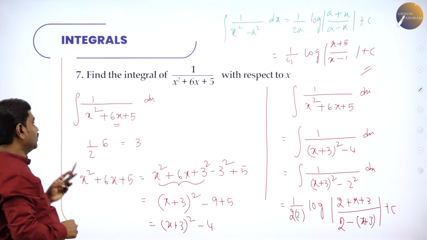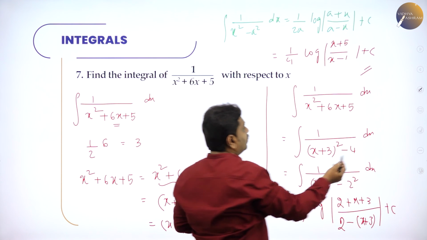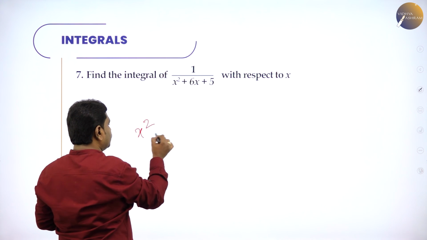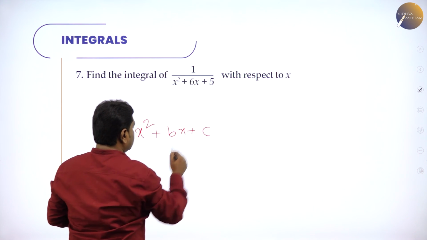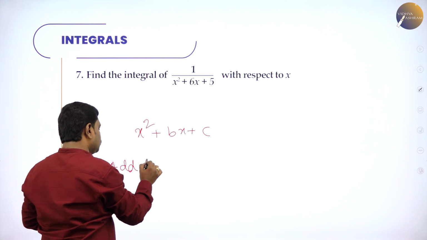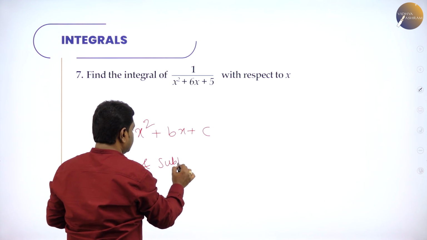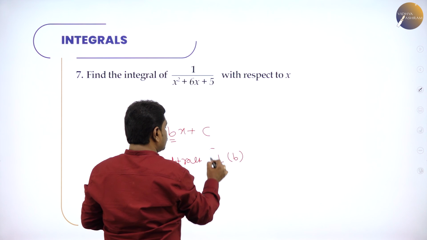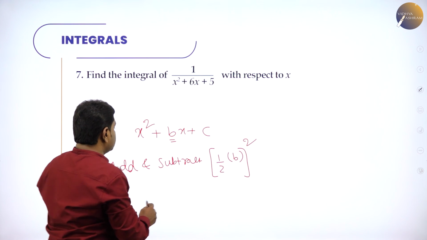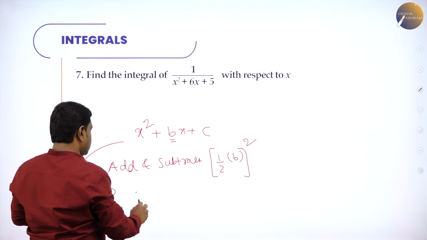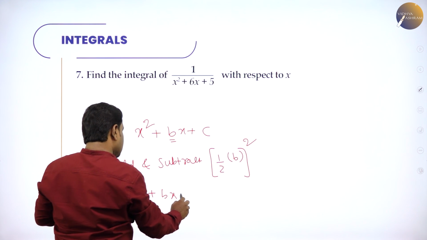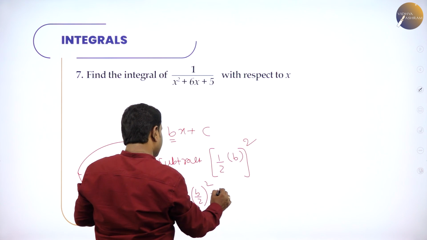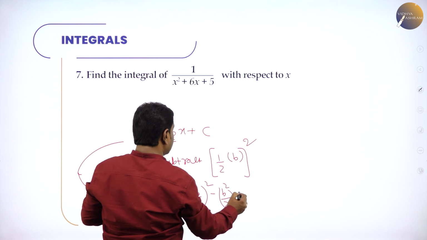But here what is important is the method of completing squares. So make a note of the important format I am teaching you. All of you please make a note of it. If you have x square plus bx plus c, add and subtract half of b, the whole square. Means you can write this as x square plus bx as it is, half of this is b by 2, the whole square, minus b by 2 the whole square, plus c.